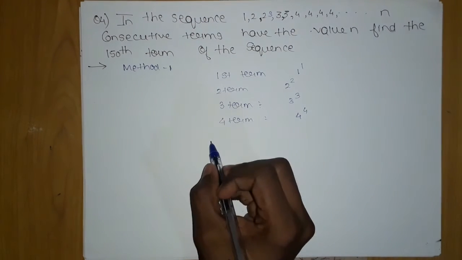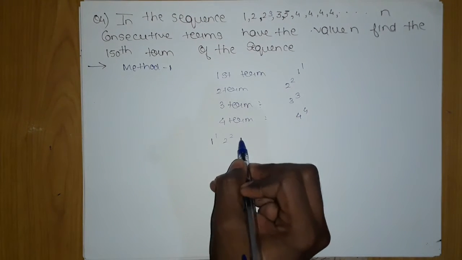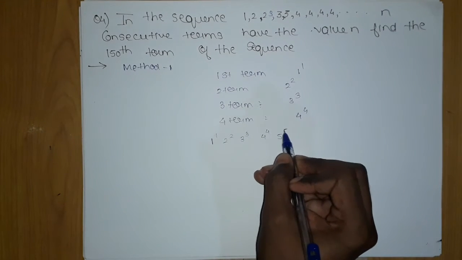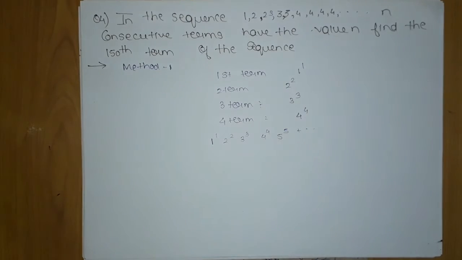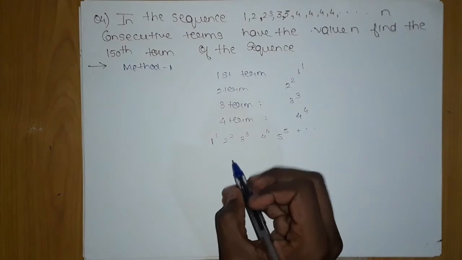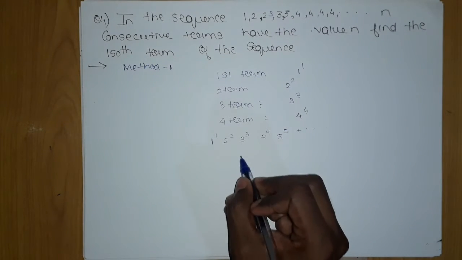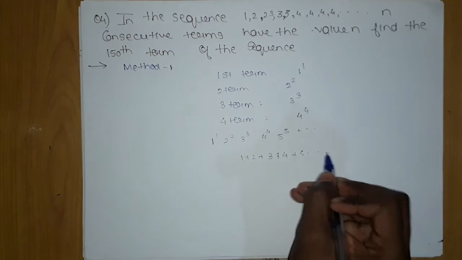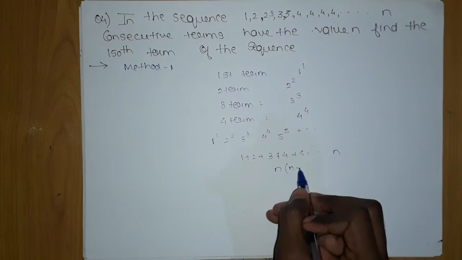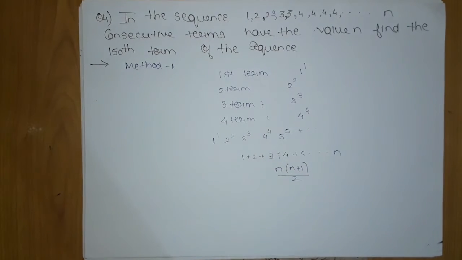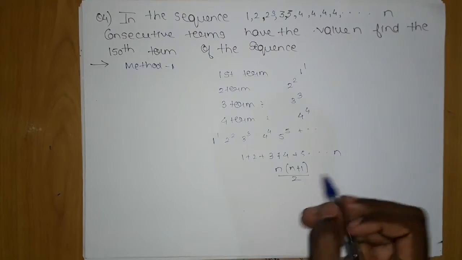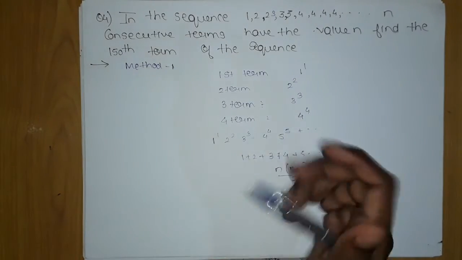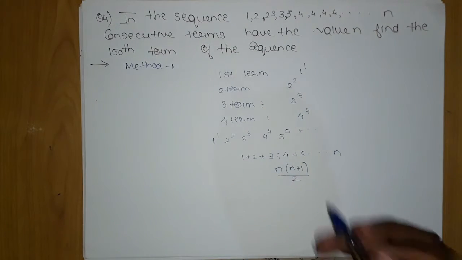Now if you arrange it, it is 1 power 1, 2 power 2, 3 power 3, 4 power 4 and 5 power 5, and so on. Now if I add all these powers, what do we have? 1 plus 2 plus 3 plus 4 plus 5 till n. This can be written as n into n plus 1 by 2, the sum of n natural numbers. Now what do we want to find? The 150th term, and this is the sum of all the powers which are at the top. It should be what?